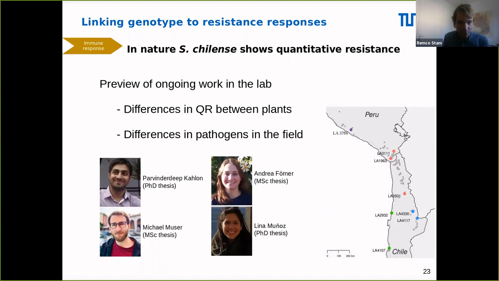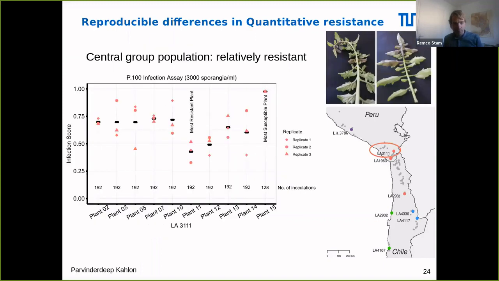We have very clear differences in quantitative resistance between the populations, as I showed you already, and also between the plants. This is work by Winter alone. Here we tested 10 plants from one population, samples from the center of our species range, and we see very reproducibly and robustly that there is this variation. Some plants are definitely more resistant than others, but all of them are a bit susceptible, right? All of them can sometimes get infected.